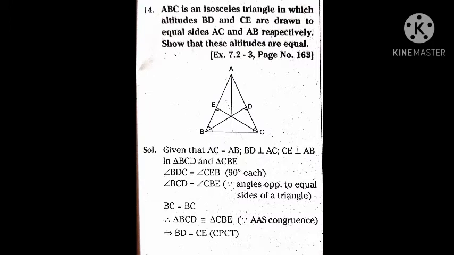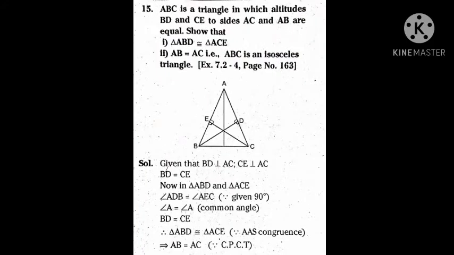In triangle BCD and triangle CBE, observe angle BDC is equal to angle CEB is equal to 90 degrees. Angle BCD is equal to angle CBE since angles opposite to equal sides of a triangle are equal. BC is equal to BC, it is a common side of both triangles. Therefore, triangle BCD is congruent to triangle CBE by the angle side congruency rule. That implies BD is equal to CE since CPCT.